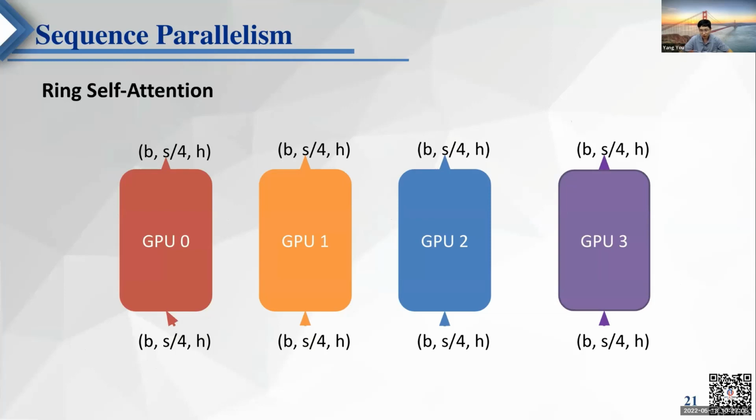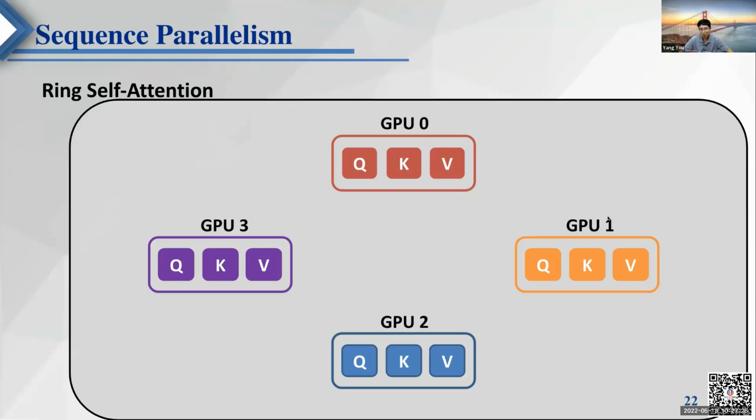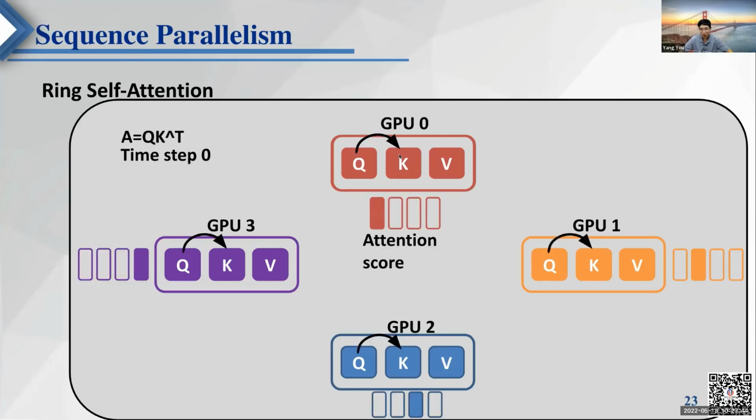But how can we solve this problem? Do we have a better solution? Inspired by Ring AllReduce, we propose the Ring Self-Attention approach. What's the idea here? Let me give you an example. For example, S is a sequence. We partition the sequence to different GPUs. Now for each step, we can get our own query and key on our own GPU device, and we use our query and key to compute the first attention score.